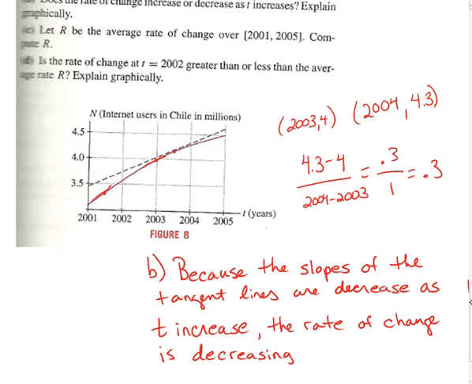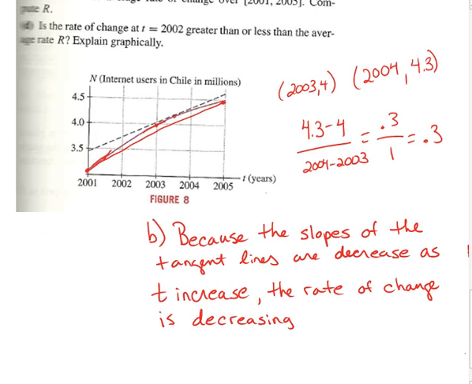Okay. Now on C it says, let R be the average rate of change from 2001 to 2005. So from 2001 to 2005, compute R. All right, well, you're going to have to look here from 2001 to 2005. You just want to find that slope. It's kind of tricky because you don't have the exact values.